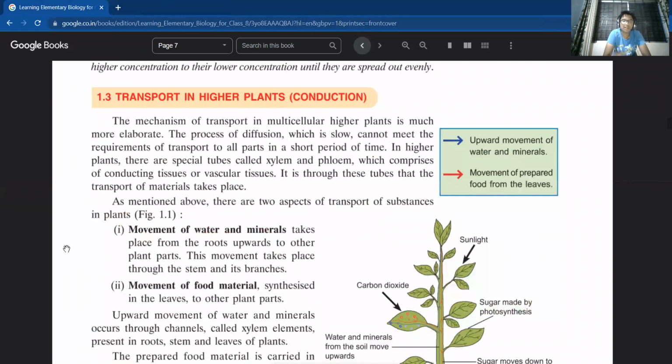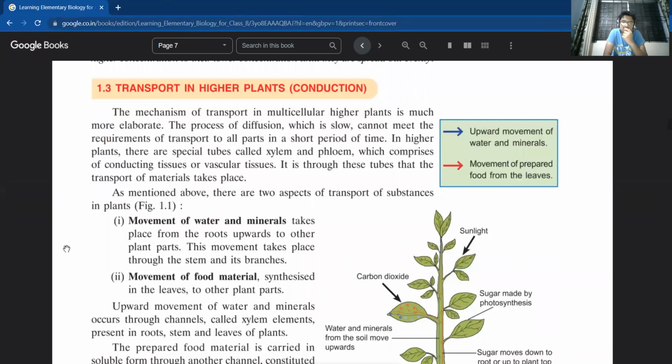Transport in higher plants. The mechanism of transport in multicellular higher plants is much more elaborate. The process of diffusion is slow and cannot meet the requirements of transport to all other parts in a short period of time. In higher plants, there are special tubes called xylem and phloem, which comprise conductive tissues or vascular tissues. It is through these tubes that the transfer of materials takes place.